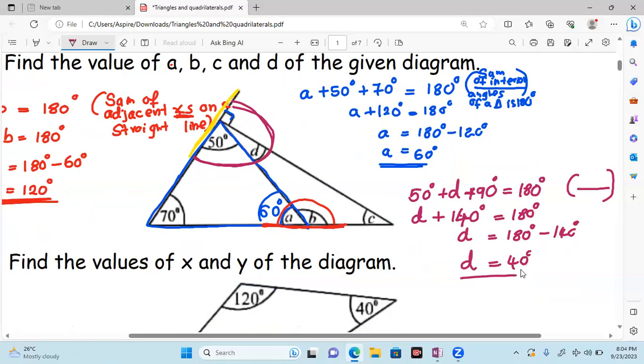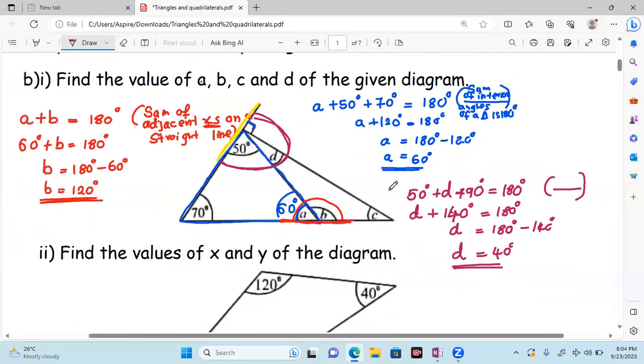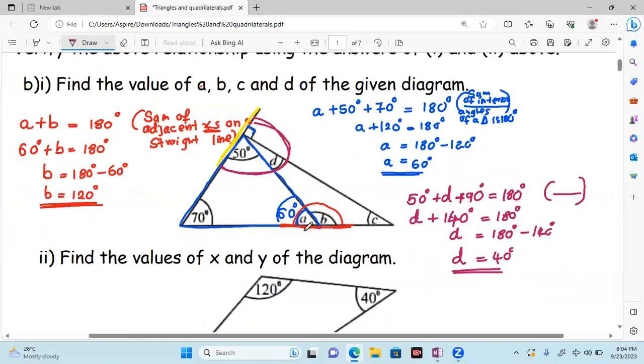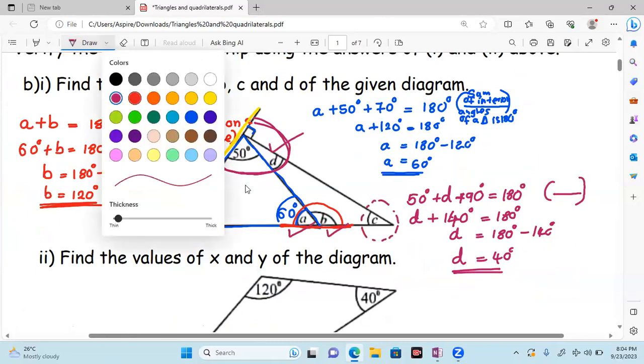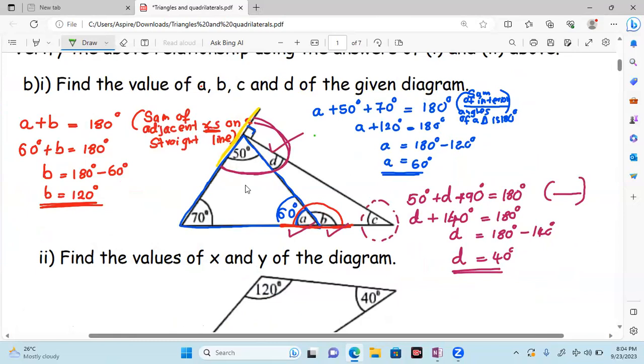Okay. Now I have found three values of unknown terms here. Now A is finished, B is finished, D is finished. Then how can we find the C? It's remaining to find the C. Can any of you suggest how we find the C? Can anyone tell how to find C?